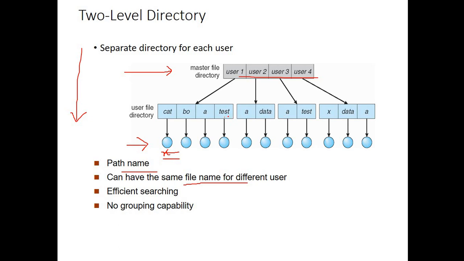For example, here test is one subdirectory created by user 1. Here test is another subdirectory created by user 3. This test is under the user 3 account. This test is under the user 1 account. So therefore, there are no naming clashes. Similarly, the data under user 2 and the data under user 4 are treated differently. This makes efficient searching possible. No grouping capability.